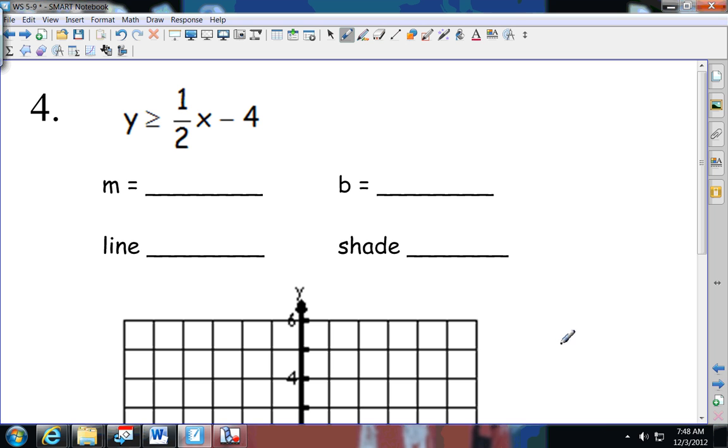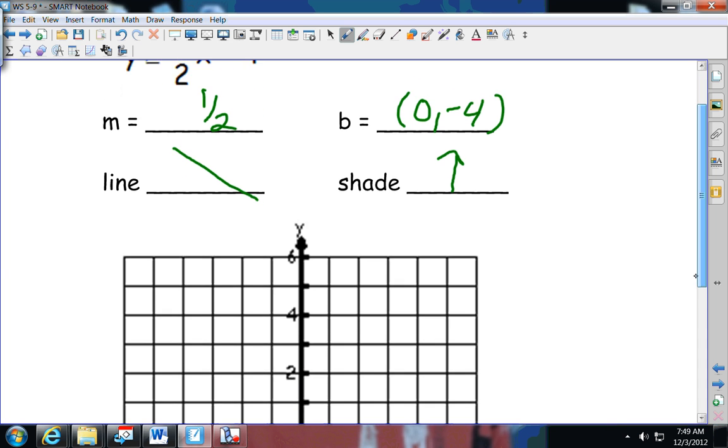Next one. Okay, what's the slope? 1/2. What's the y-intercept? (0, -4). Is my line solid or dashed? See this equal to bar right here? Look, up here. That equal to bar means it is a solid line. That means everything on that line is a solution. This symbol is greater than. Greater than means to shade above.